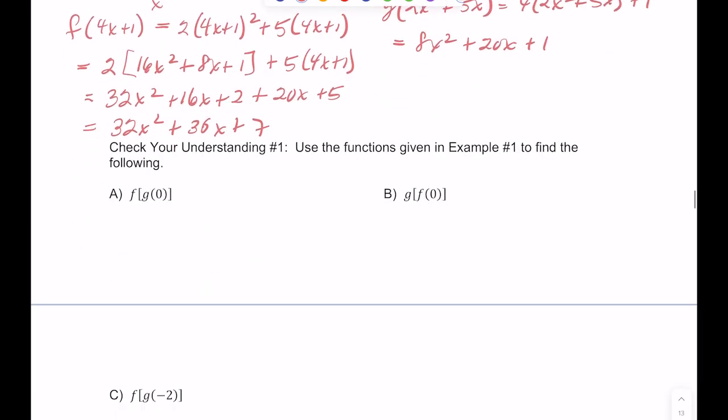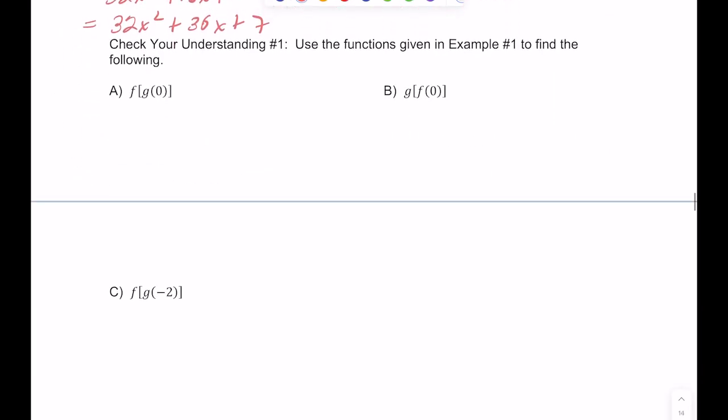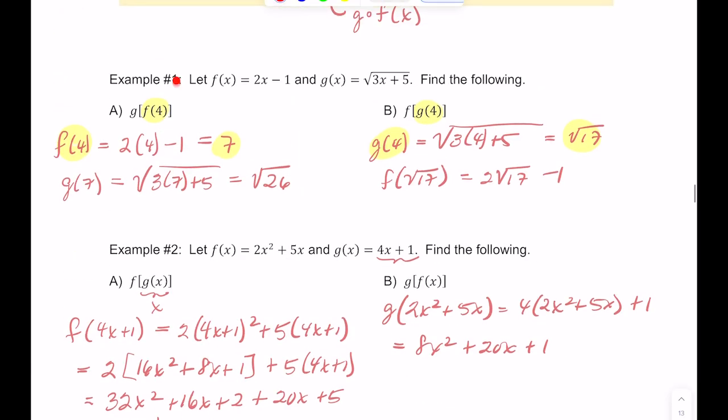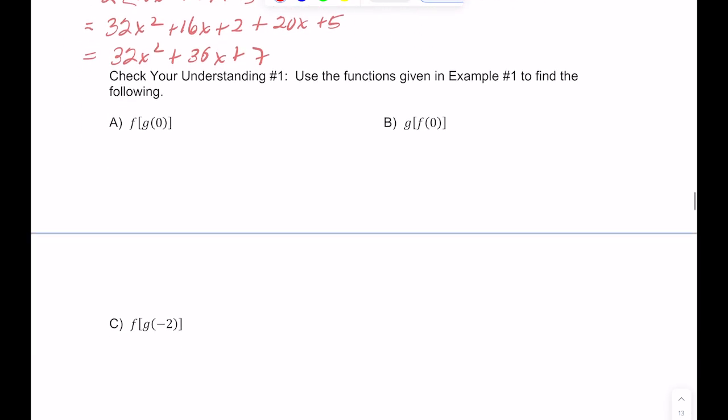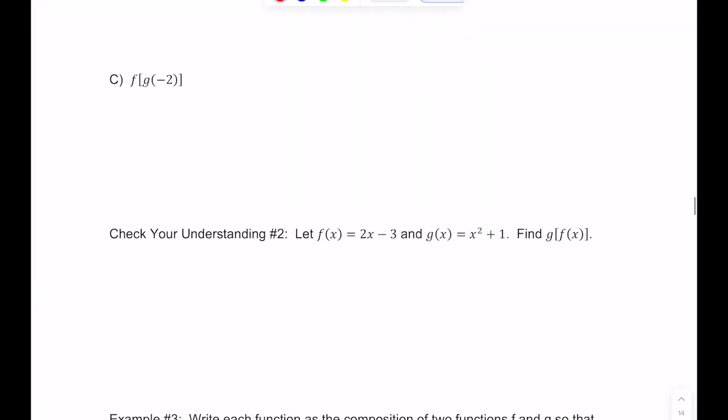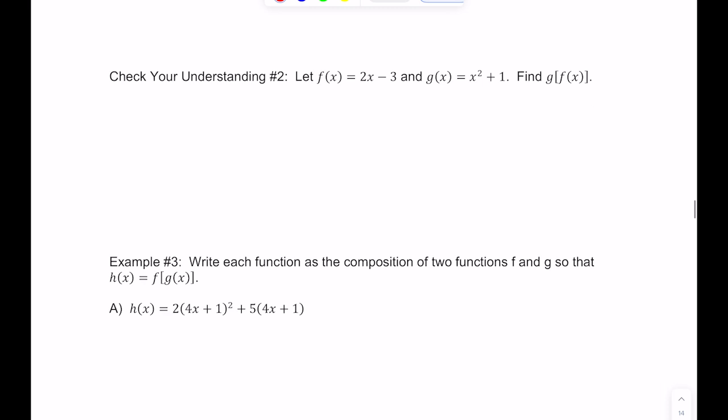You can pause the video now and try some more problems on your own. You're going to use the functions in example 1, so this example here, to answer the questions and to check your understanding. And then you can unpause the video when you're ready to move on. There's also a check your understanding number 2 here, which you can try as well. And then you can unpause the video when you've tried.